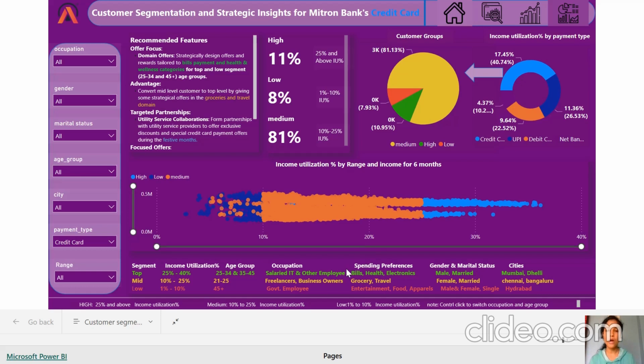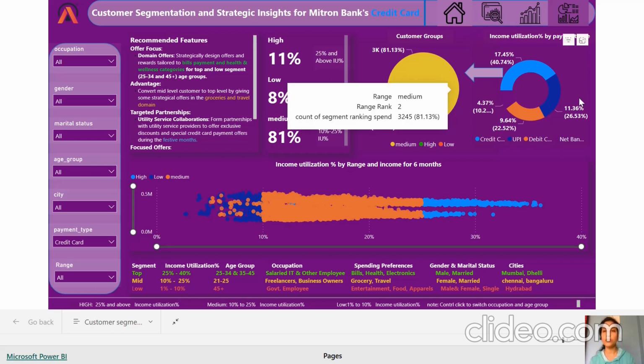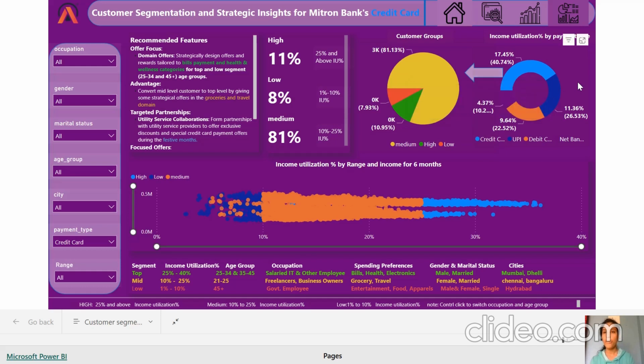How I did this table is based on demographic insights and spending behavior. Here in this one I have segmented or grouped the customers. You can see in this graph that customers using credit cards are more compared to the other users, that is UPI, debit card and net banking. Almost 41% of customers are using credit cards.